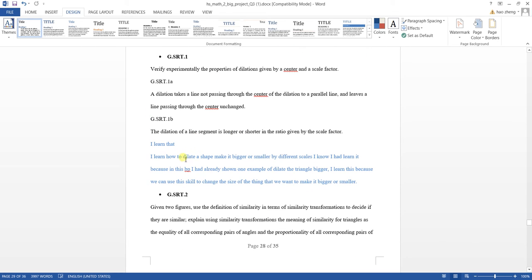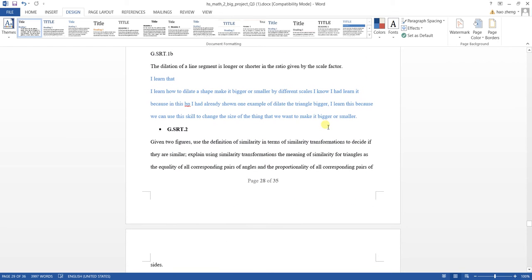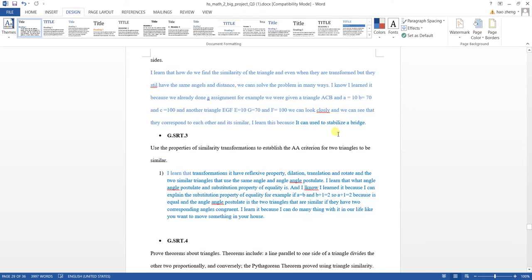And in this standard, I learned how to dilate the scale, like the picture, make it bigger or smaller. I already learned it because I already showed you one example upstairs, and I learned this because we can use this skill to change the size of the thing that we want, make it bigger or smaller.